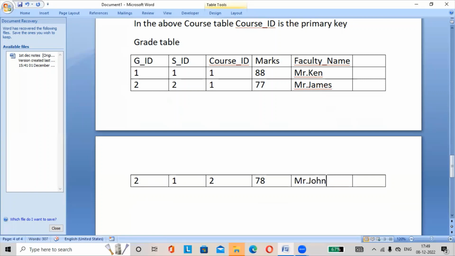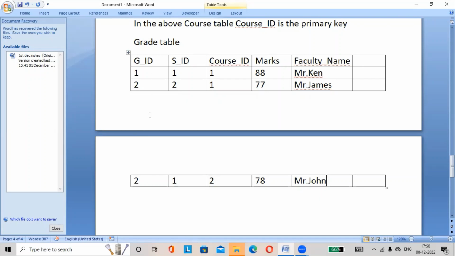So here, which is the primary key in this table? This table already contains 2 primary keys. What are they? Student ID, course ID. Can we create one more primary key here, just by giving grade ID as a primary key? Here, student ID, course ID is also a primary key. Yes or no?